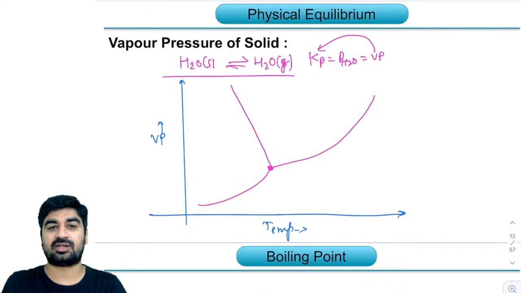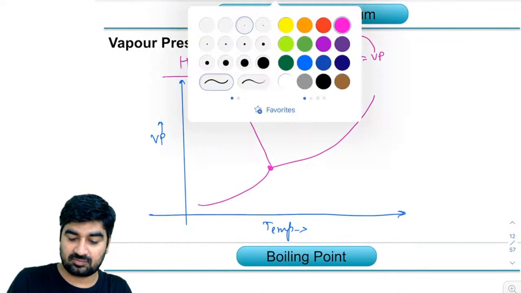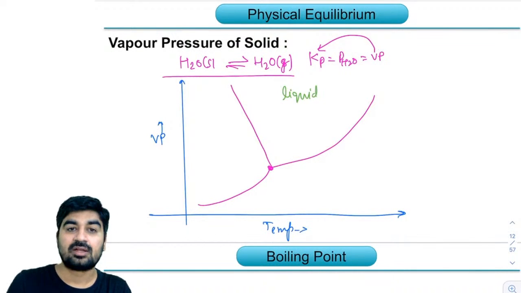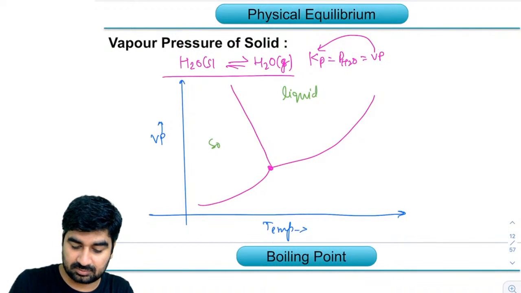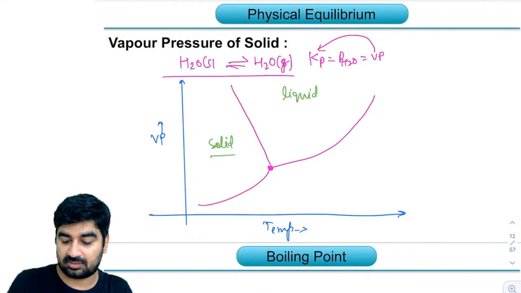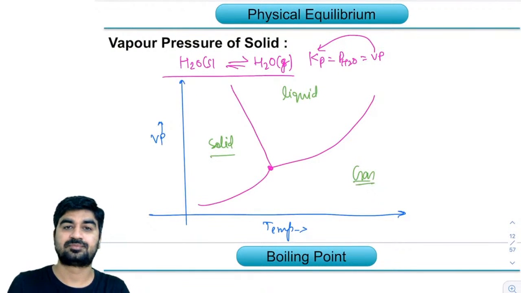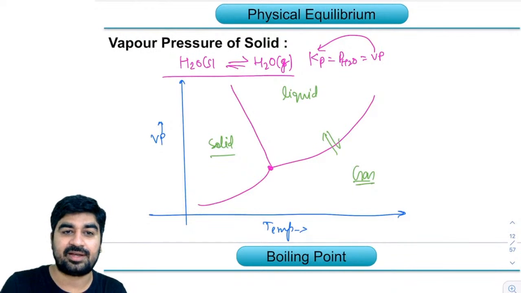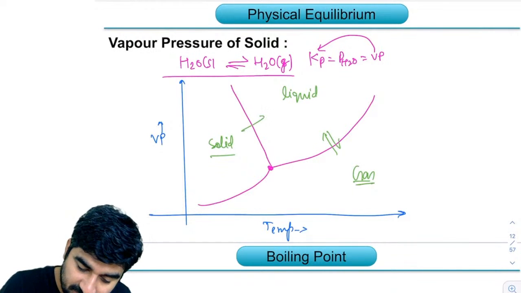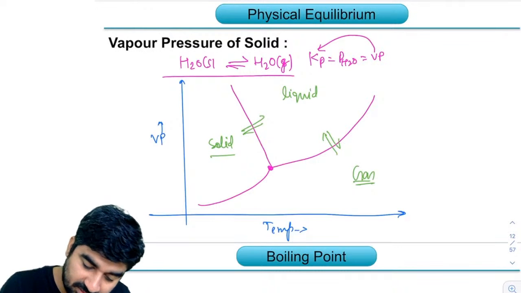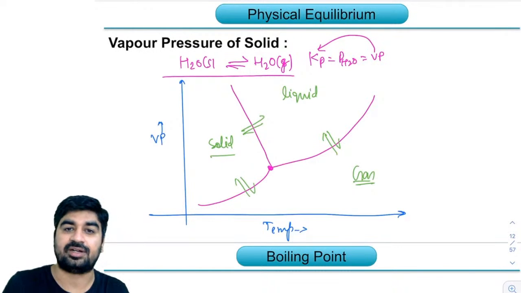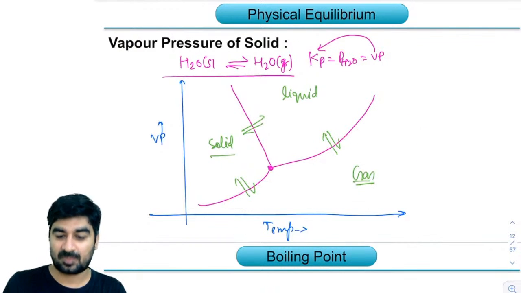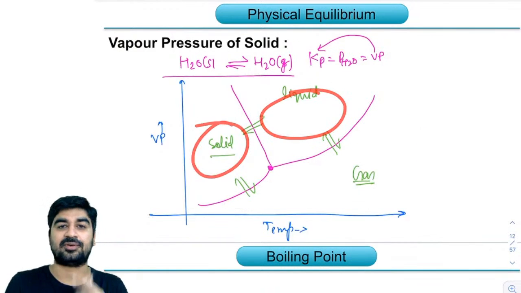Now you should know the region. This region we call liquid. This region we call solid, and this region we call gas. Got it? So this is the equilibrium between liquid and gas. This is the equilibrium between solid and liquid, and again this is the equilibrium between solid and gas. Guys, here this whole region is gas. This is liquid and this is solid.